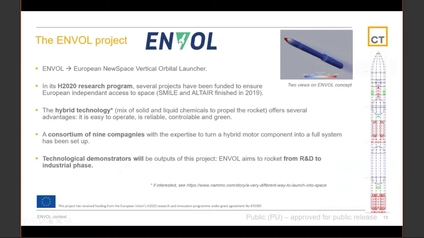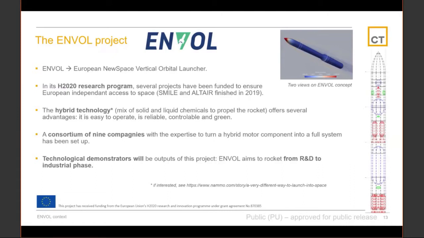In the scope of the Horizon H2020 program, there have been several projects funded by the European Commission regarding European independent access to space and also making a competitive small launcher. In parallel, there have been works and studies on hybrid technologies and demonstrators of hybrid technology. Hybrid technology is a mix of solid propellant and liquid propellant, so you bring energy to your rocket with not two liquids, but a solid and a liquid. It offers several advantages. It's easy to operate, it's easy to control, it's reliable, and it's green. And it has been tested on sounding rockets, for instance.